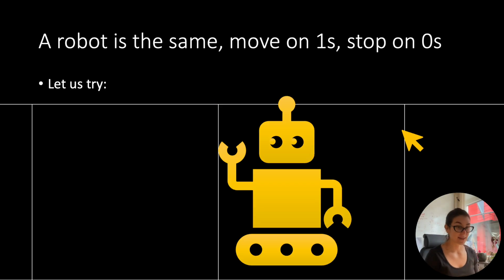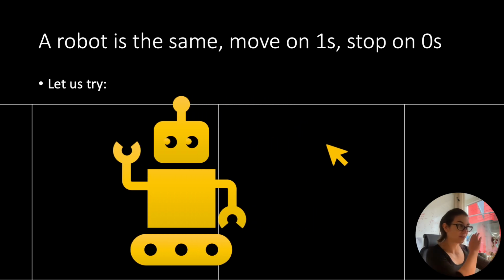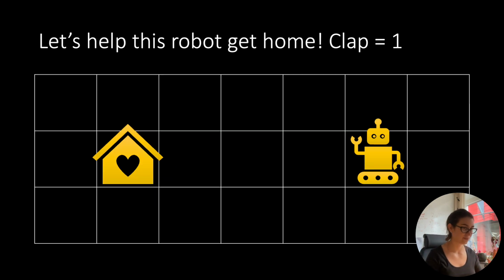So in this case, I told them, you know what, with zeros and ones, we can make the robot either move forward or stop. And we had an example in which by clicking, the robot would move. It would be the equivalent of a 1. And then I tried to tell them that it would be the same as clapping. When you clap, something is happening. When you don't clap, nothing is happening.